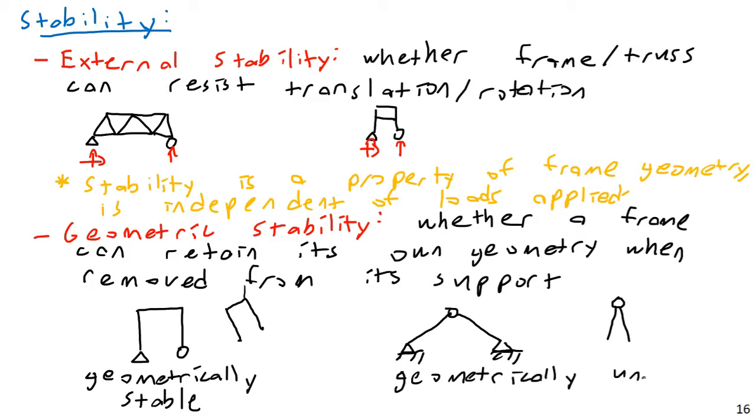Geometrically unstable. So again, there are two types of stability. There is external stability, which is dependent on the supports, and geometric stability, which is dependent on the frame, independent of the supports.